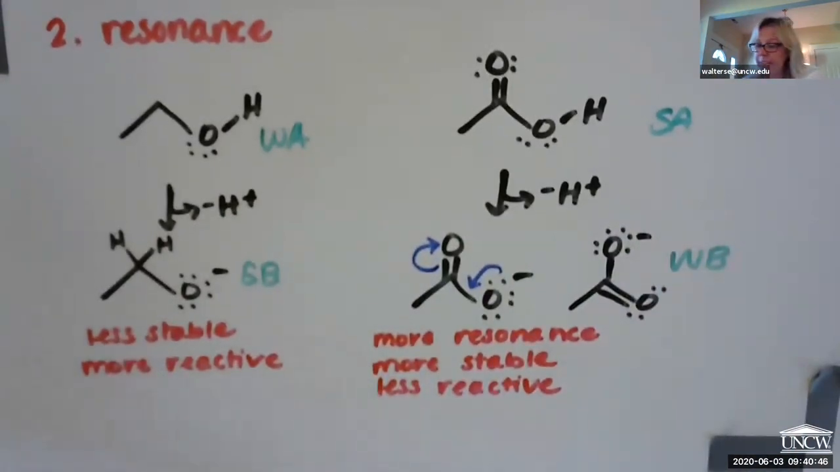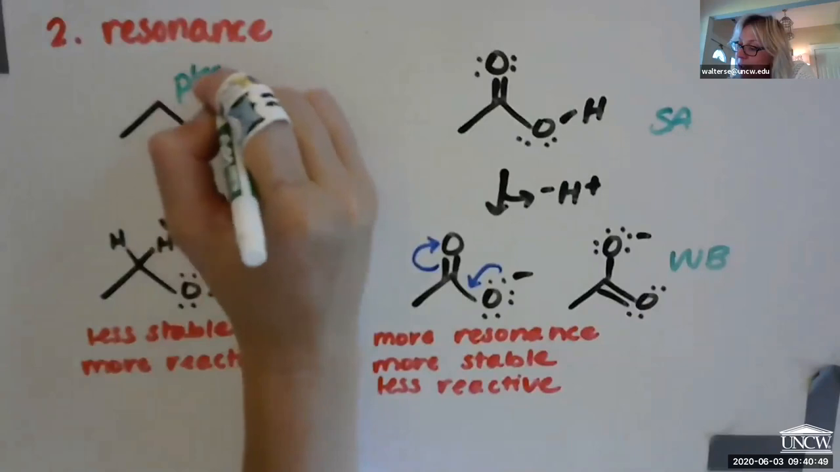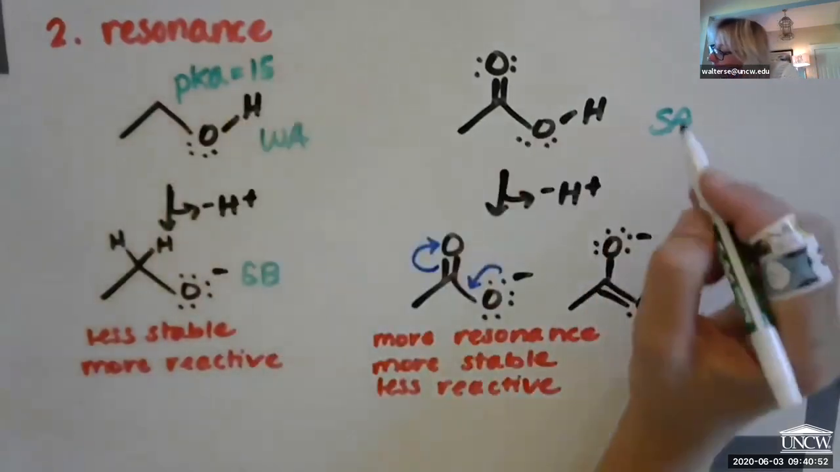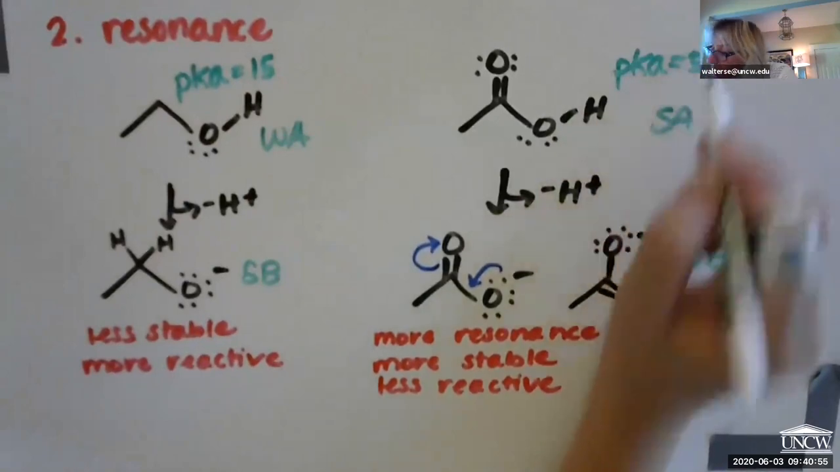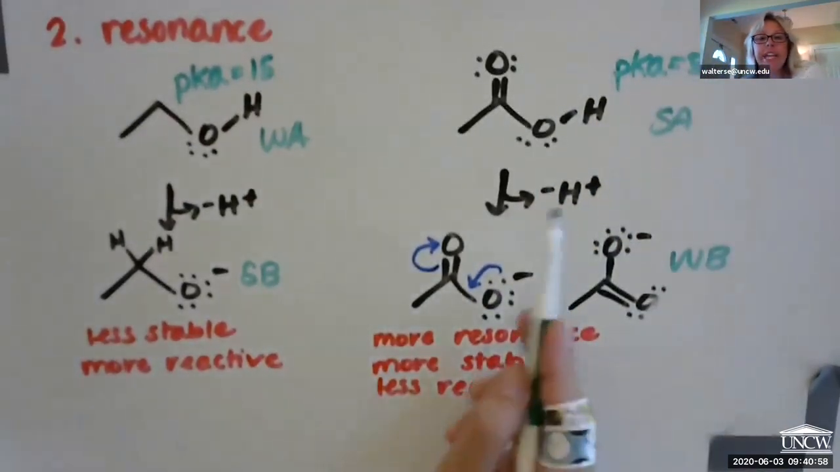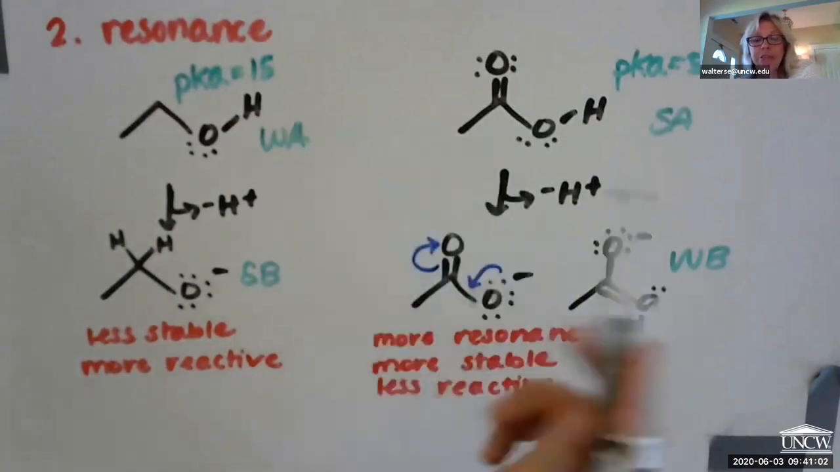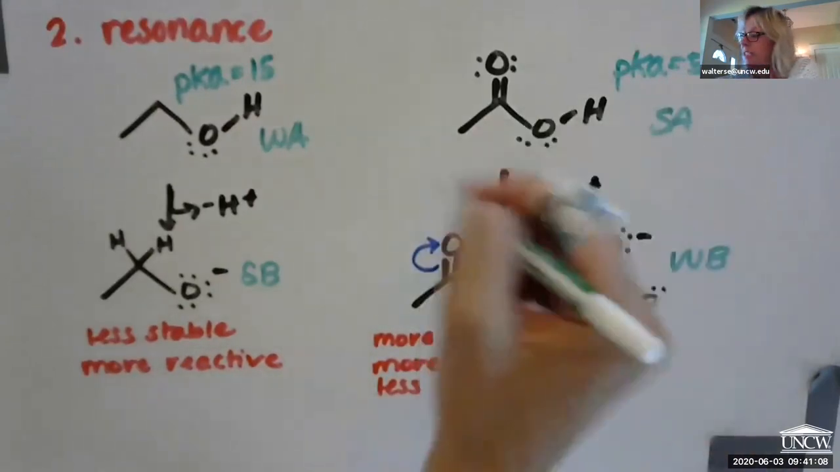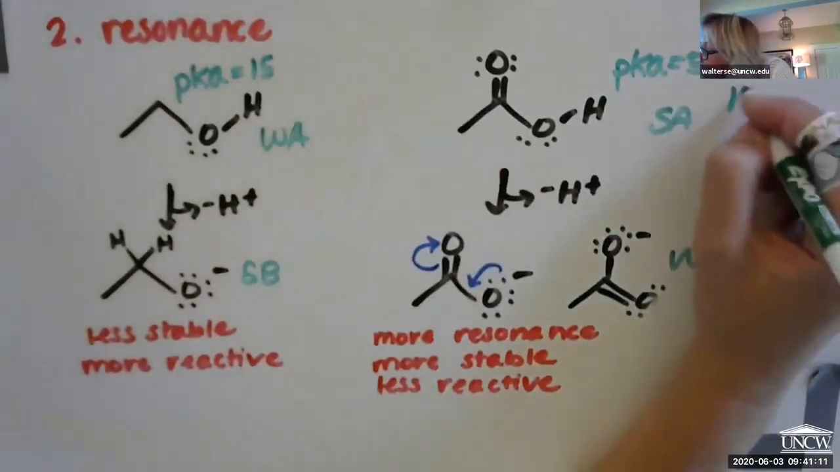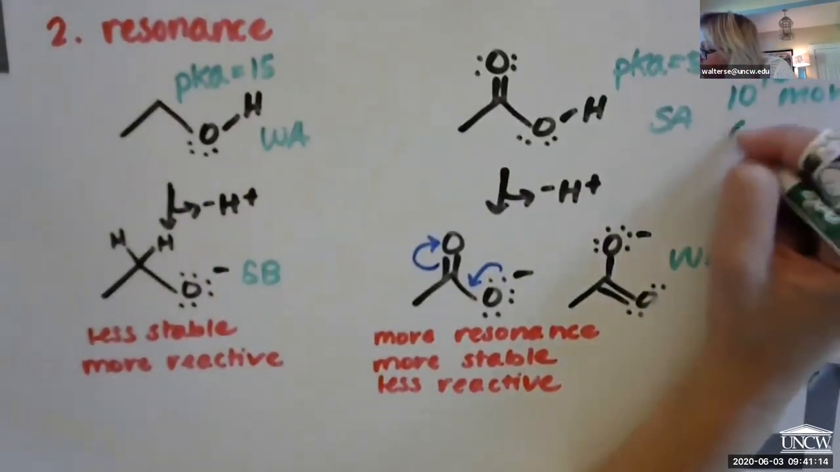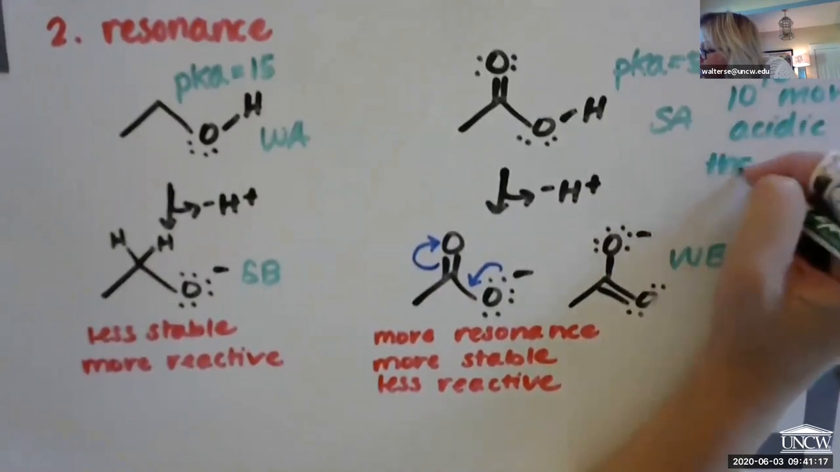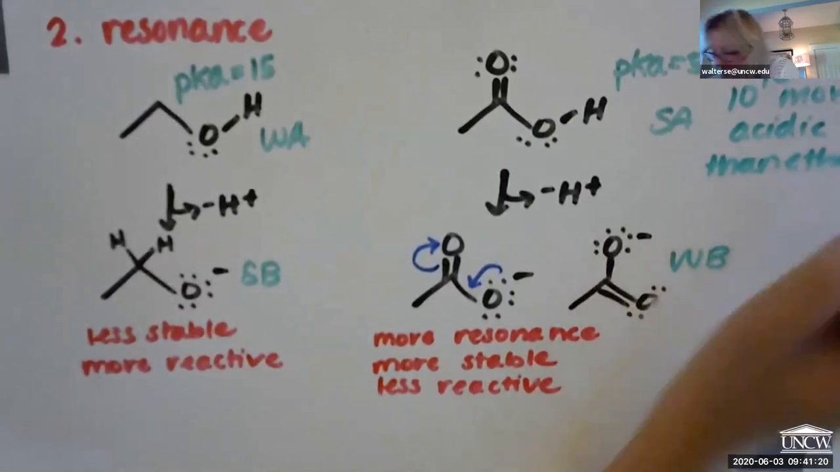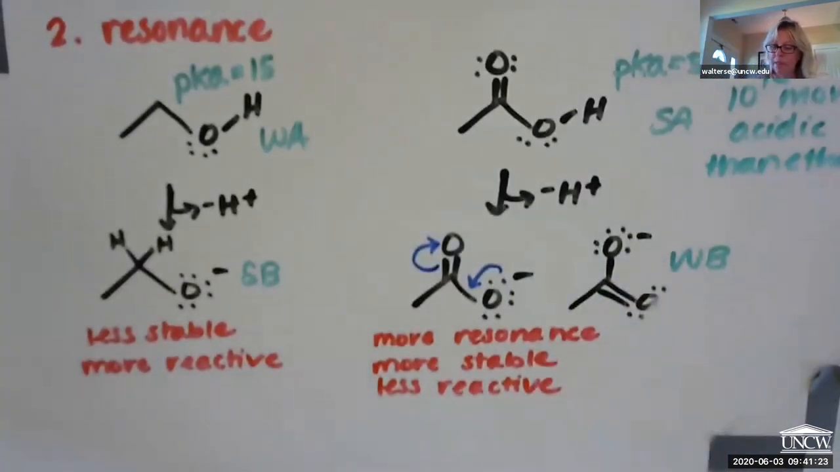Okay, now this explains why these pKa values are about 15 and this pKa value is about 5. So the impact of resonance increases the acidity by a factor of 10 to the 10th power. So this species here is 10 to the 10th more acidic. That's a lot more acidic than ethanol. Are there questions about resonance?